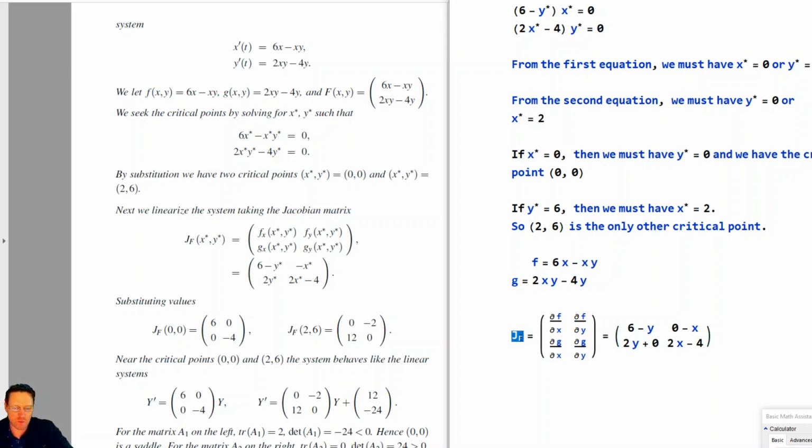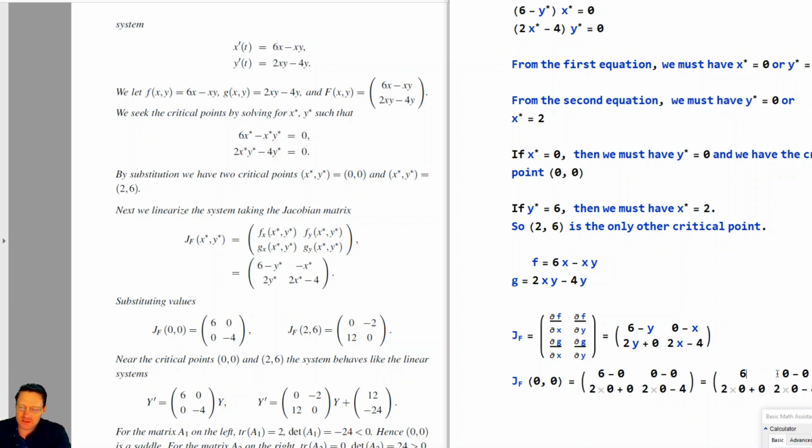Okay, so next we want to sub in the values of the critical points. So let's do 0, 0 first. So we're just replacing x with 0 and y with 0. And that's a very simple matrix. Most of the entries, well, 2 of the entries are 0, I believe. Okay, so we've got 6, 0, and then we have 0, and then we have minus 4.